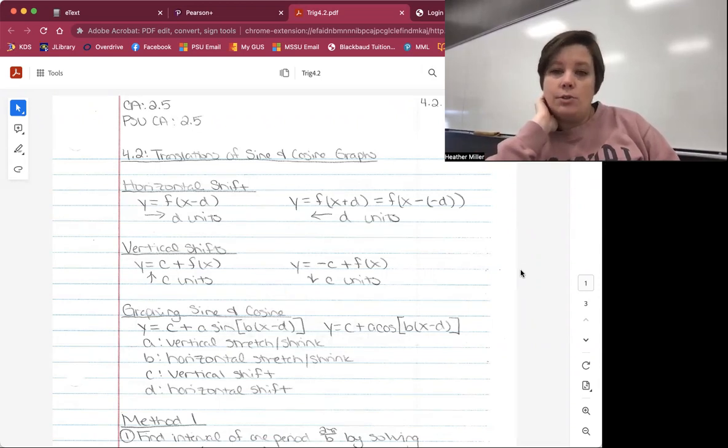I did want to address that the information here is very similar to the information in college algebra from chapter 2, section 5. So if you've taken college algebra, then some of this should be review. Actually, all of this should be review.